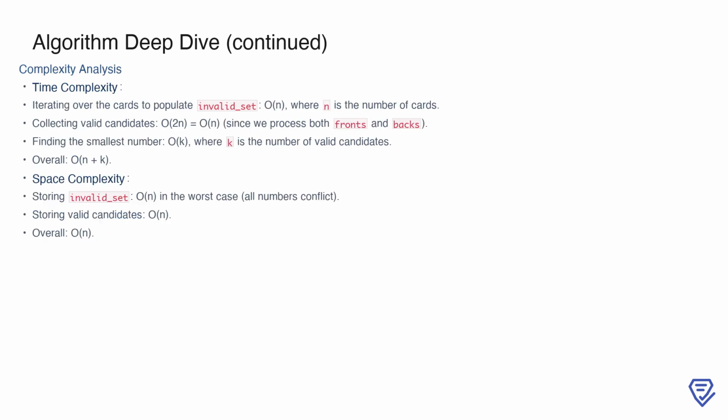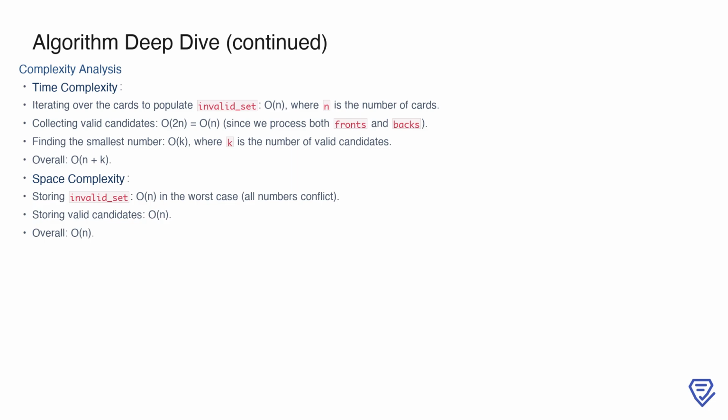To analyze the complexity of our approach, let's start with time complexity. First, iterating over the cards to populate the invalid_set takes n, where n is the number of cards. Collecting valid candidates involves processing both the fronts and backs arrays, which results in 2n, or simply n. Finding the smallest number in the valid_candidates list takes k, where k is the number of valid candidates. Combining these, the overall time complexity is n plus k.